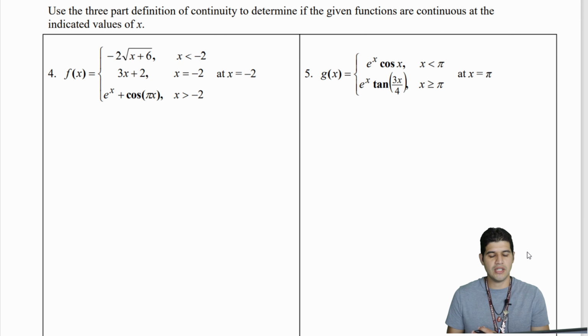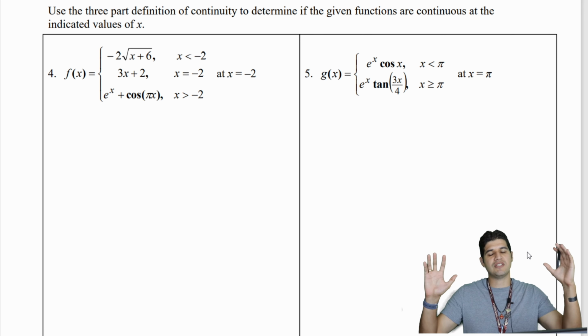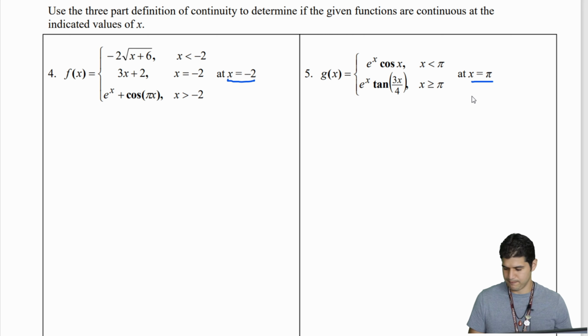So now we're going to be looking at this, but not just in the case of graphs, we're going to take piecewise functions now. Using all three parts of our definition, we're going to see if these two piecewise functions are continuous at, in our first one, x equal to -2, and our second one, x equal to pi. So let's do our first one first.